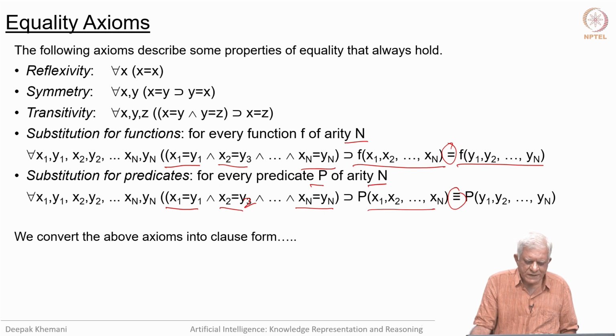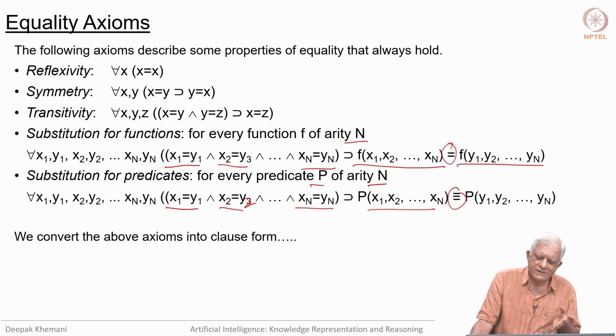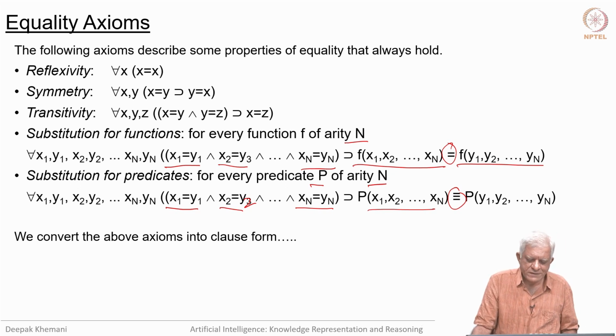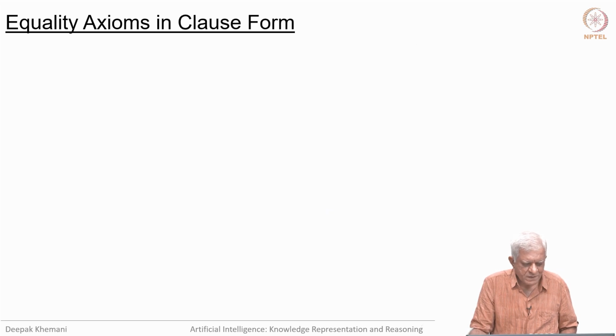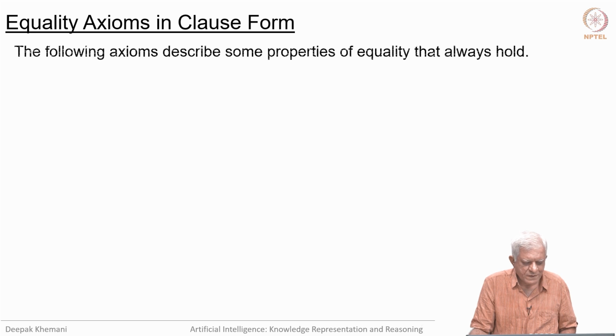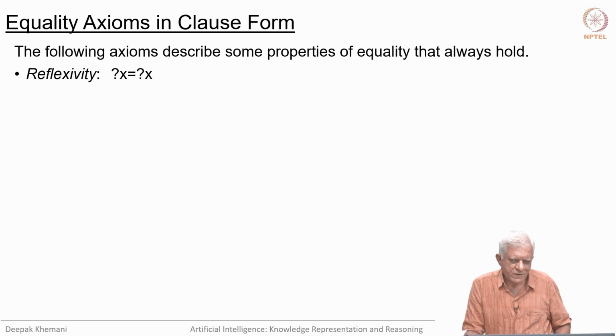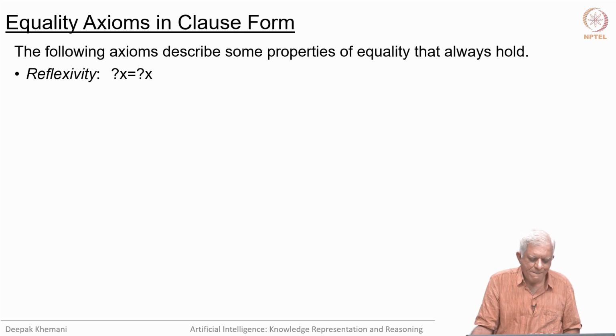Since we are doing the resolution method, we will convert them into clause form, but these axioms hold irrespective of what form you express them in. So, these are the same axioms in clause form. The first one does not change, it simply says x equal to x. Of course, it is now in implicit quantifier form, so we have thrown away the quantifier.